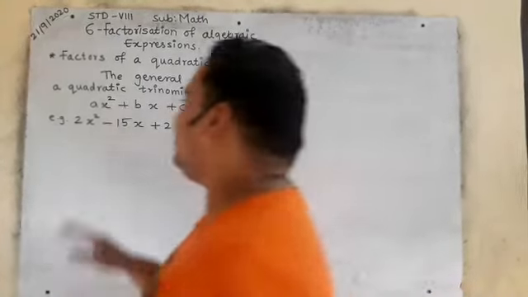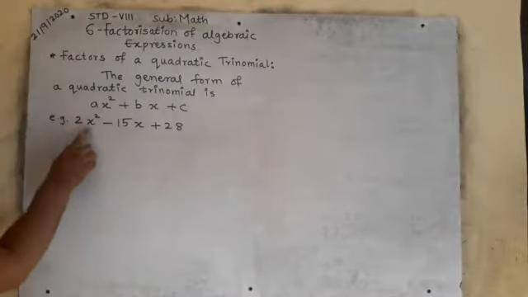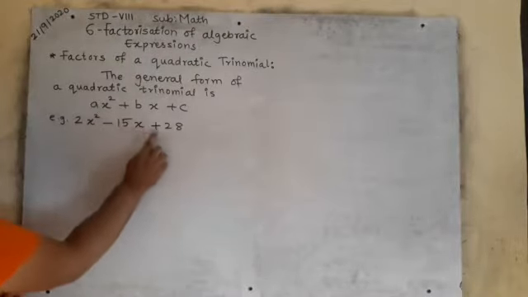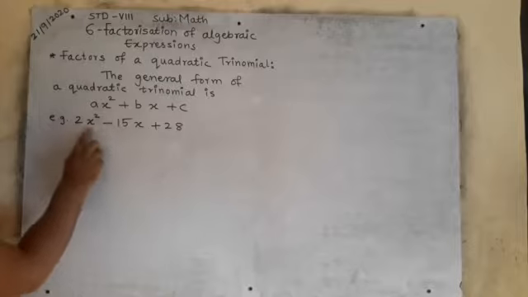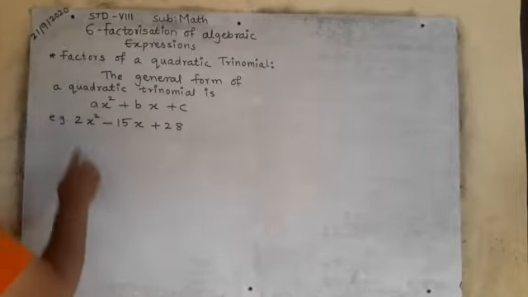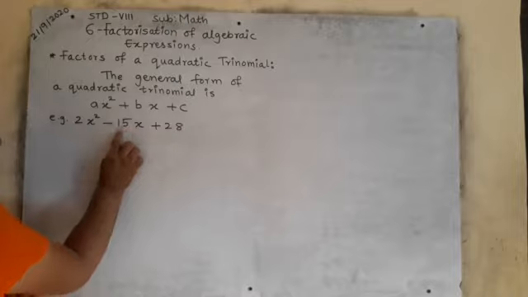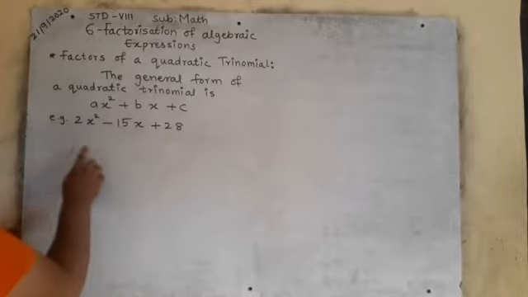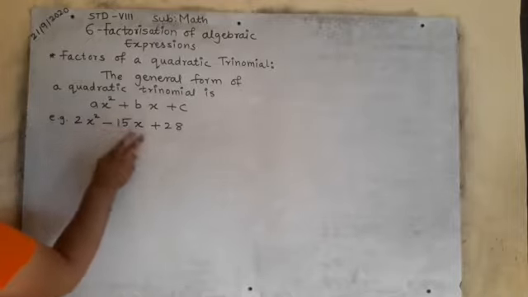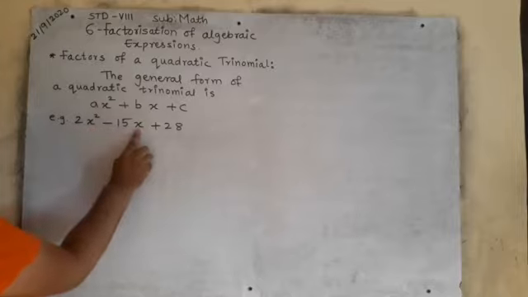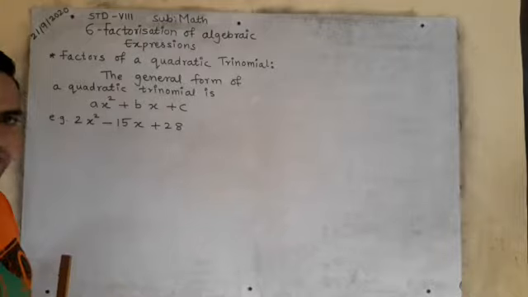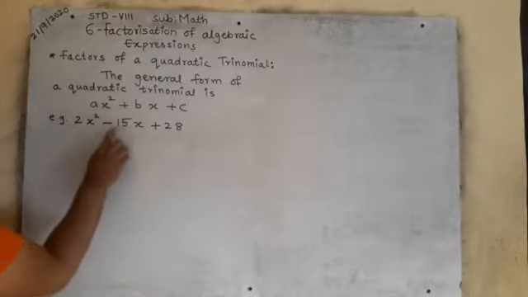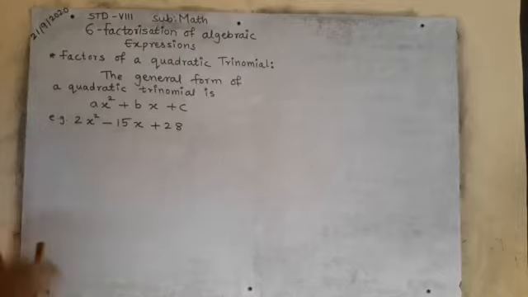Is it clear? Now see the example I have written over here: 2x square minus 15x plus 28. My dear students, this is a quadratic trinomial. See here, x is the only variable, right? And this 2 and this minus 15 are coefficients. The maximum index of x is how much? 2. Therefore it is a quadratic.